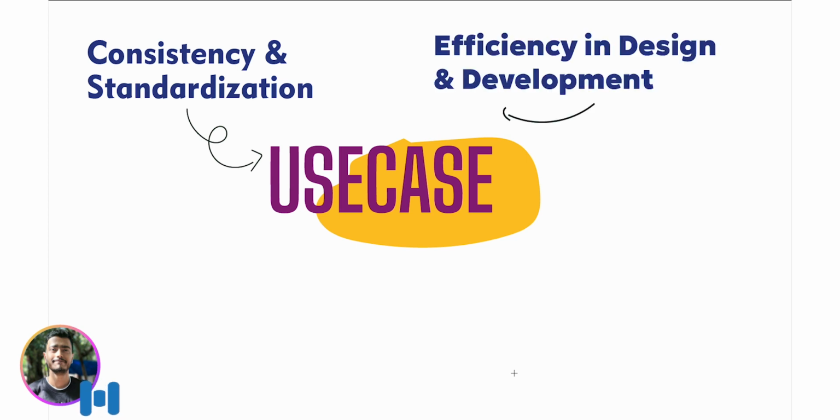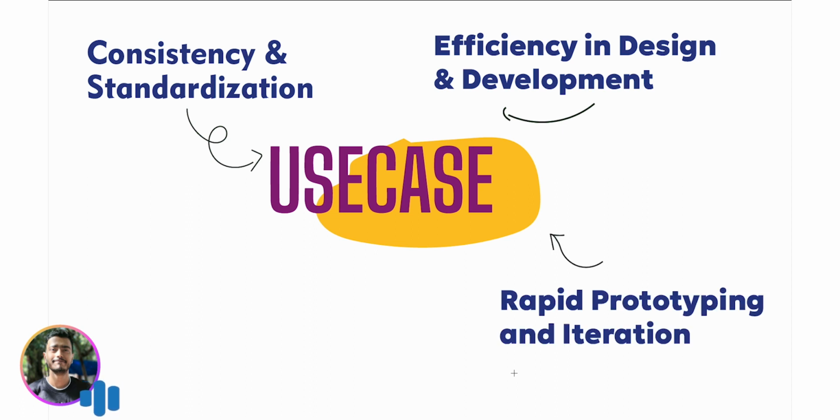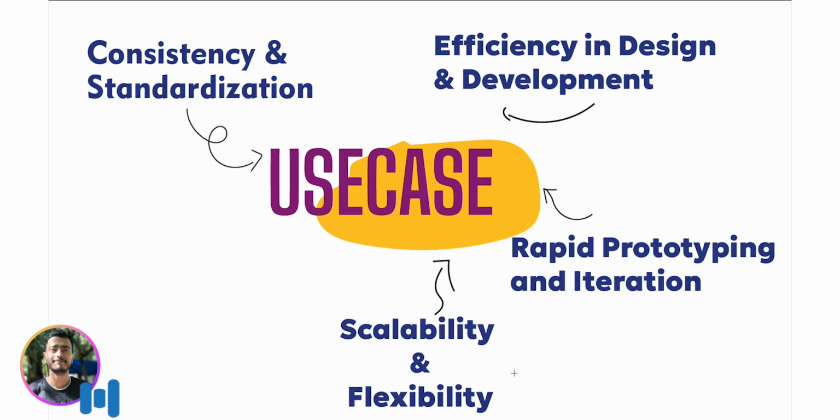The next one is efficiency in design and development. With components, designers can quickly assemble mockups and wireframes by reusing pre-designed elements. This streamlines the design process and saves time and effort that would be spent on other tasks. The next one is rapid prototyping and iteration. Components enable rapid prototyping, allowing designers to quickly test and iterate on different design ideas. By reusing components, designers can focus on refining the overall user experience rather than starting from scratch for every iteration.